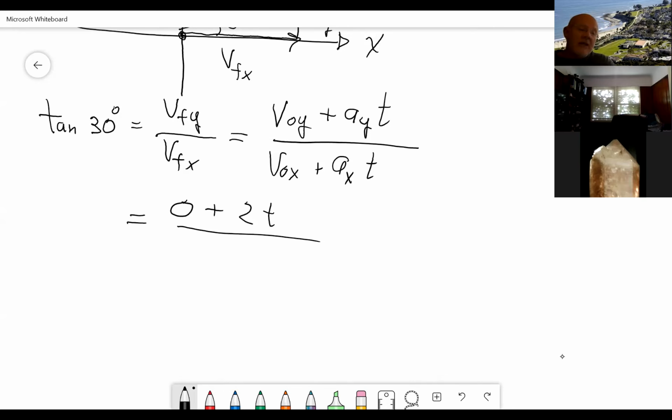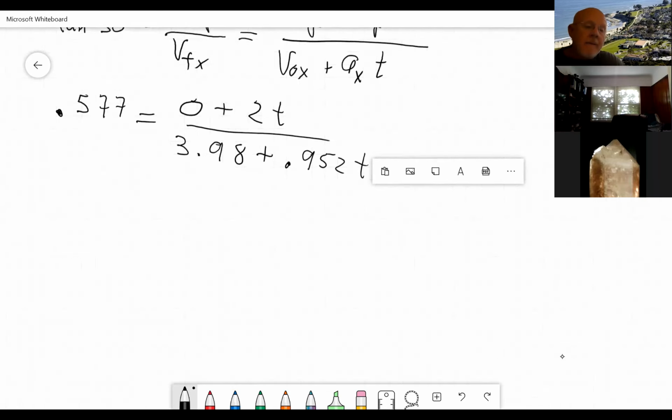And then the initial velocity in the X direction was 3.98, and the acceleration was 0.952 T. And I'm going to just grab my calculator and say the tangent of 30 degrees, to get a decimal to work with, is 0.577. And so now, on the right-hand side, I've got 2t.